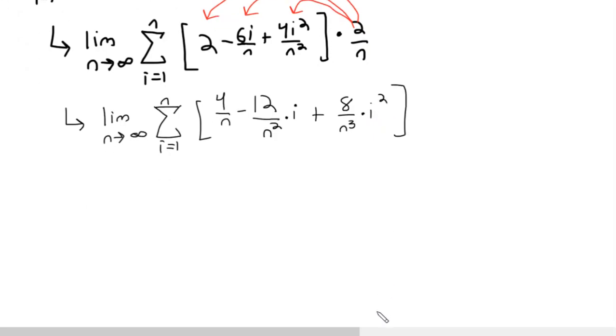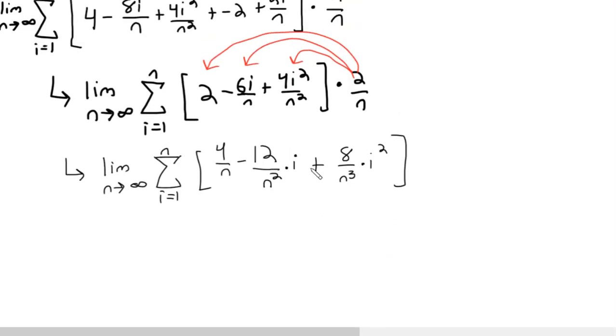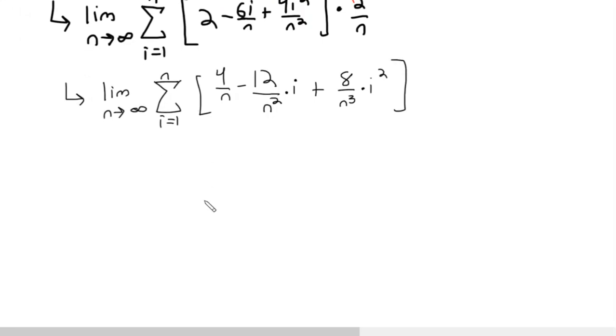Okay, so now the next step is, I see this i and this i squared, and I can't really take the limit yet, and I still have this sigma involved. So I need a way to get rid of that. So I'm going to break up this sigma, and that's perfectly fine to do. You can split a sigma up between addition and subtraction.